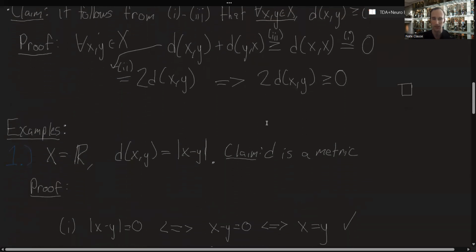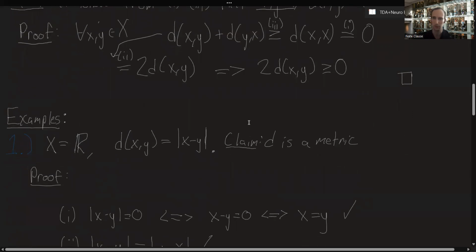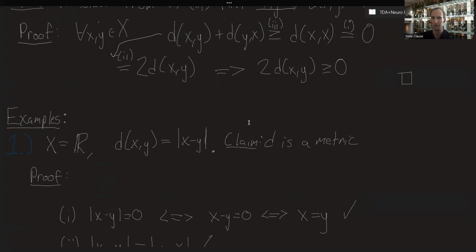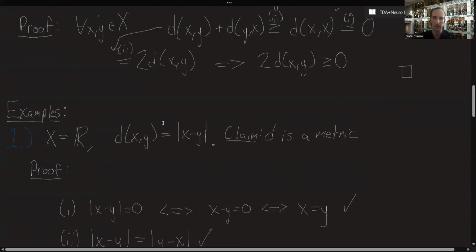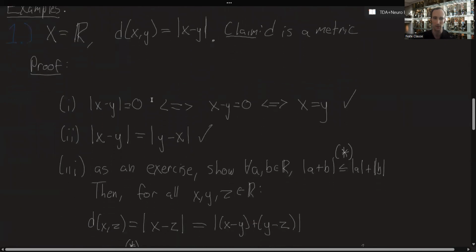Let's go through some examples quickly. So probably the first example of a distance that you learn in elementary school, even if it's not phrased as a distance at that point, is where our set X is all real numbers, and the distance between a point x and y, so between 2 real numbers x and y, is the absolute value of their difference. The claim is that this is a metric, and the proof is fairly straightforward.